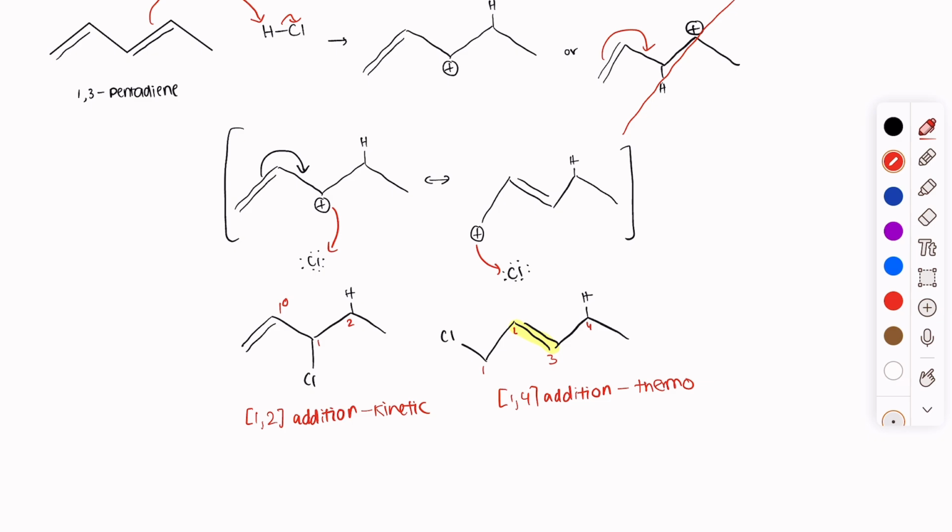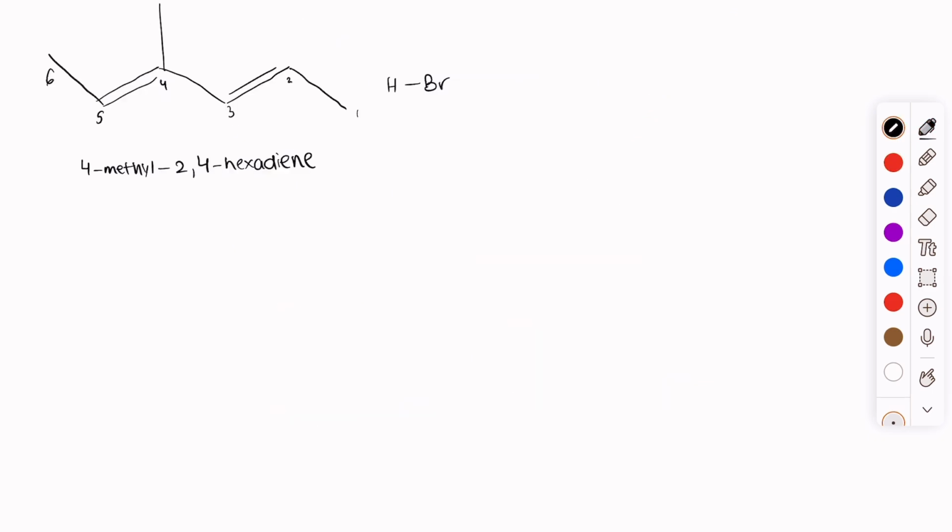And you could also notice here that on this side, in your kinetic product, your chloride is attaching to your most substituted carbocation, but it has the least substituted alkene. On this side, the chloride is attaching to the least substituted carbocation, but it has the most substituted alkene group. And that's how you know the difference between these two.